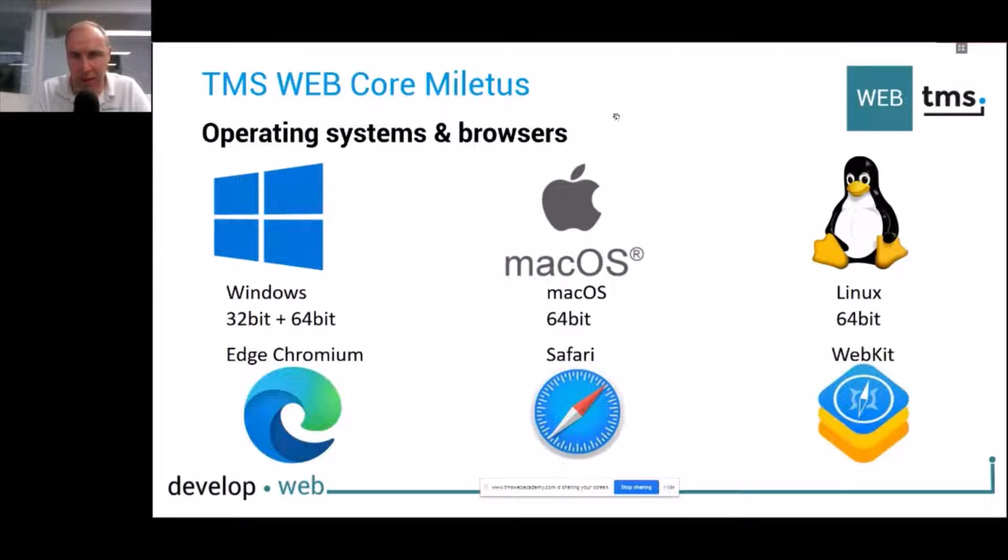And the same scenario applies for macOS, where the Miletus client will take advantage of the existing Safari engine that is already installed, available, and up and running in the Mac operating system. And again, the same applies for Linux, where we use the default available WebKit browser from that Linux 64-bit desktop application.